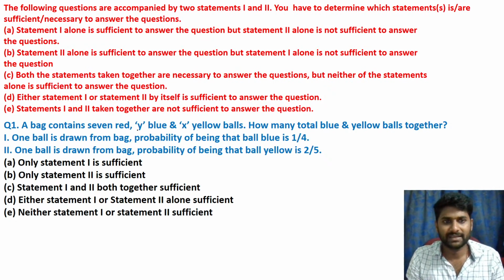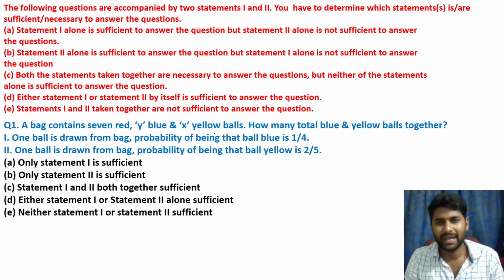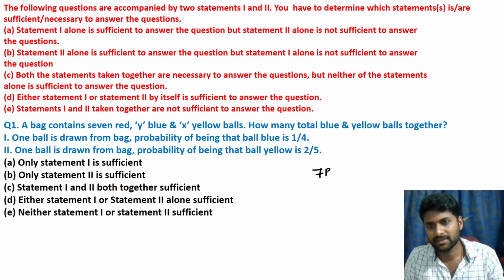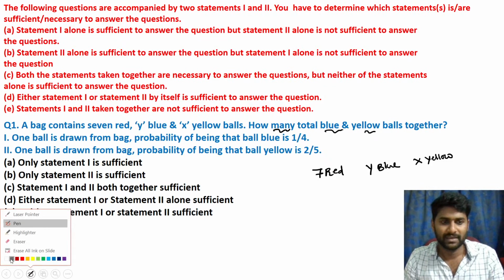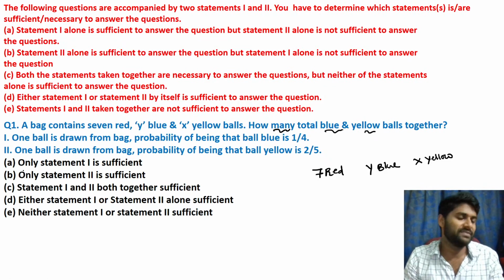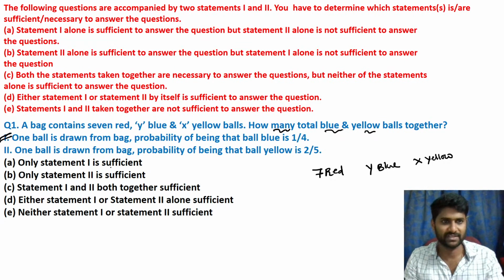Here there is a bag containing 7 red, 5 blue, and X yellow balls. The question is: how many blue and yellow balls are there together? Can we get the result based on the given information? For example, check whether statement 1 alone is sufficient or not, and verify in this way.